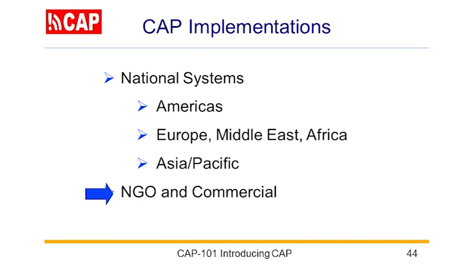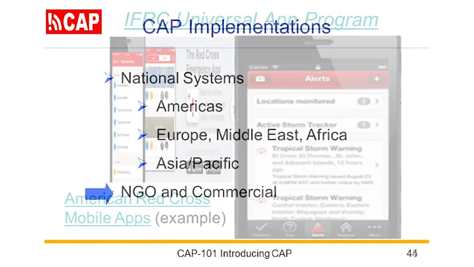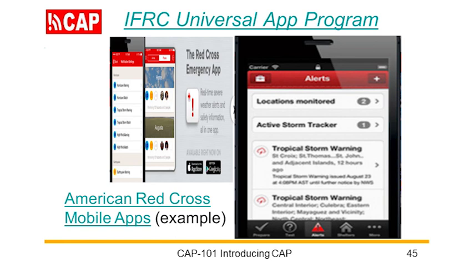Let me switch now to NGOs, non-government organizations, and commercial implementations of CAP. I think you'd agree the most prominent NGO in the context of emergencies is the International Federation of Red Cross and Red Crescent Societies, IFRC. IFRC launched their Universal App program in 2013, and that provides common templates so that each of these 192 Red Cross, Red Crescent national societies can customize and distribute free mobile apps.